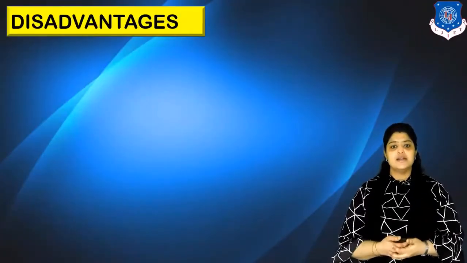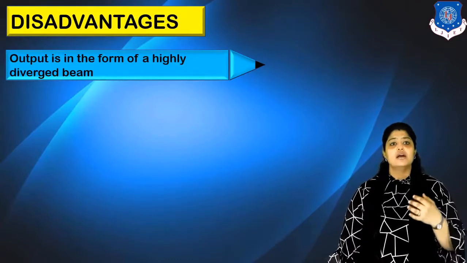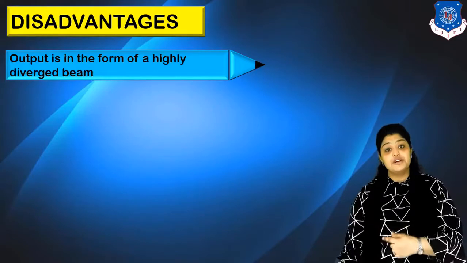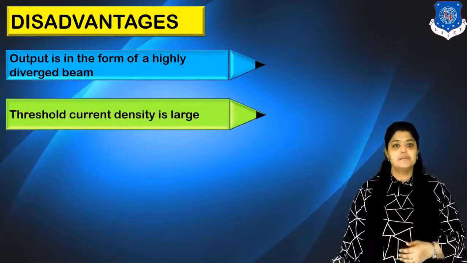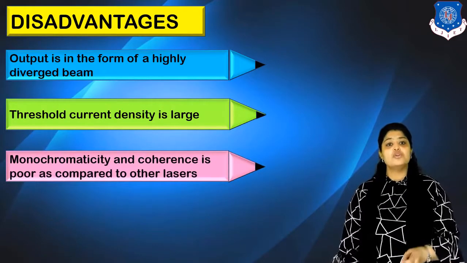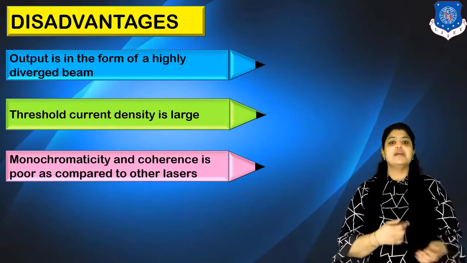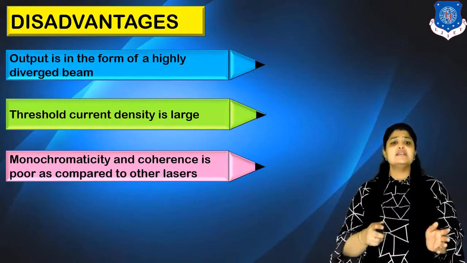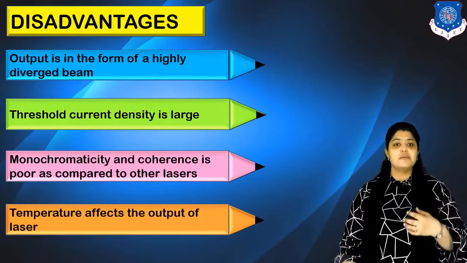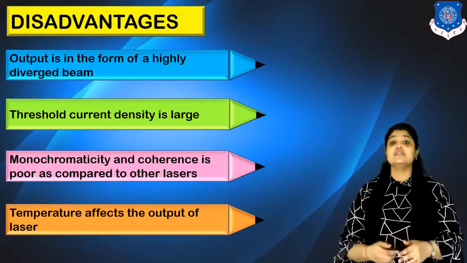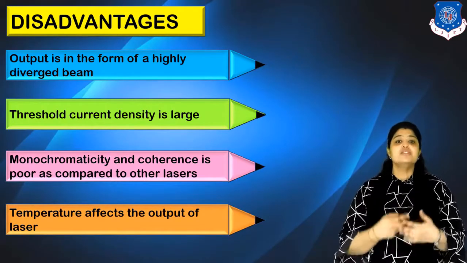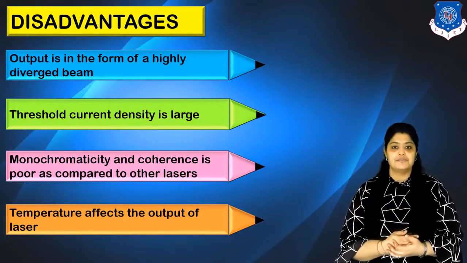Moving on to the disadvantages, the output is in the form of a highly diverged beam. You need to convert it into a highly convergent beam. Threshold current density is large. Then monochromaticity and coherence are less as compared to other types of lasers, and that is the reason this type of laser does not have many applications. Then temperature affects the output of the laser because it uses a semiconductor and a semiconductor is affected by temperature.